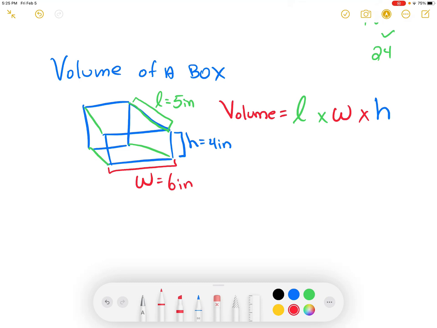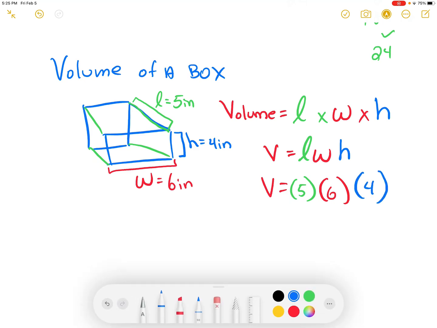Or how many small little cubes would it take to fill this box? Well, our equation is V is equal to length times width times height. And so we can say volume is length, which is 5 inches, times width, which is 6 inches, times height, which is 4 inches. And if we broke this down, this would be 5 times 6 times 4.